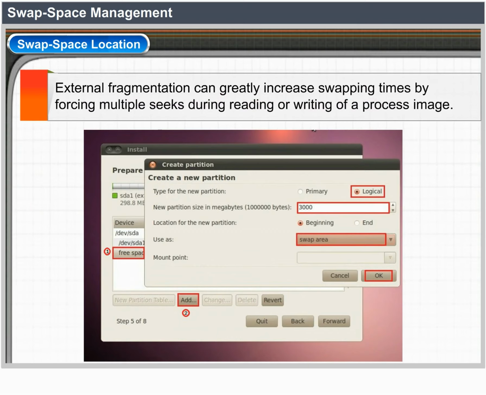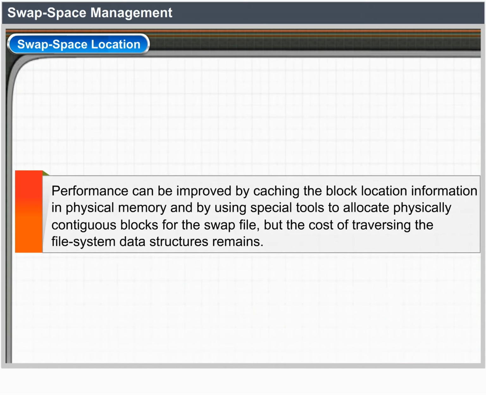External fragmentation can greatly increase swapping times by forcing multiple seeks during reading or writing of a process image. We can improve performance by caching the block location information in physical memory and by using special tools to allocate physically contiguous blocks for the swap file, but the cost of traversing the file system data structures remains.